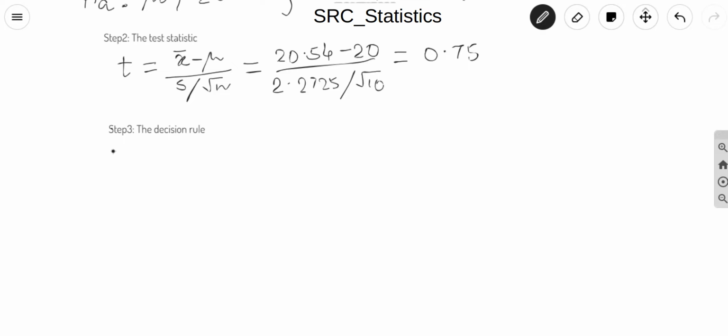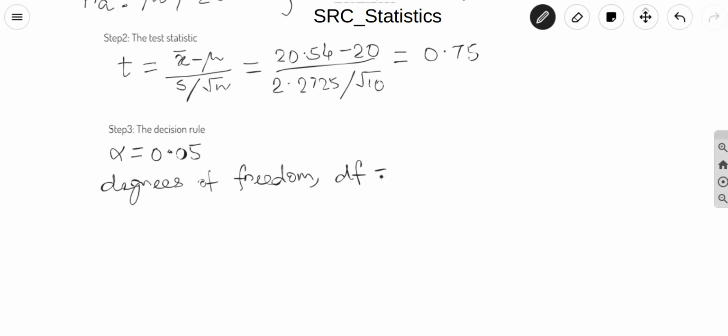Now we go to step 3, the decision rule. Okay. So for the decision rule in the conventional method, we have to take a few things in mind. First thing is, what is the level of significance? The level of significance is alpha equal to 0.05. 5% level of significance means alpha equal to 0.05, and then we have to find out degrees of freedom. That is the important part in the t-test, because the t distribution depends on the degrees of freedom, and that is given by df.